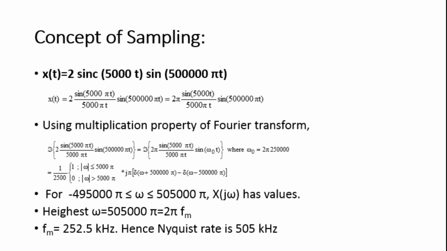Next problem, x of t is equal to 2 sin of 5000 pi t into sin of 5 lakhs pi t, or x of t is equal to 2 sin of 5000 pi t divided by 5000 pi t into sin of 5 lakhs pi t, which is equal to 2 pi into sin of 5000 pi t divided by 5000 pi t into sin of 5 lakhs pi t.